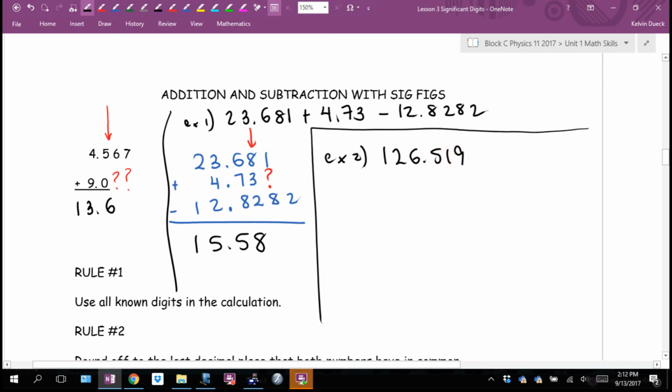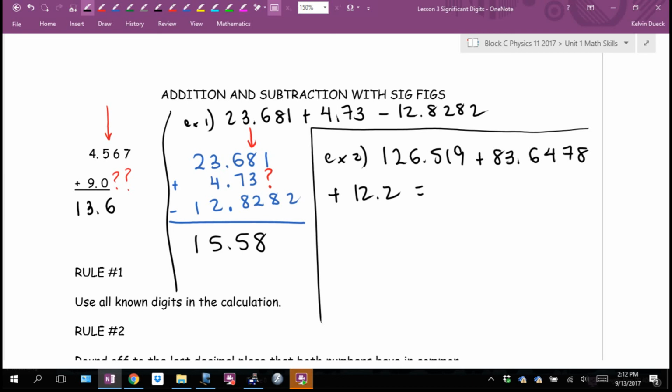$126.519 plus 83.6478 plus 12.2. If you want the rule for adding or subtracting, look up, my friend, before you go to your calculator.